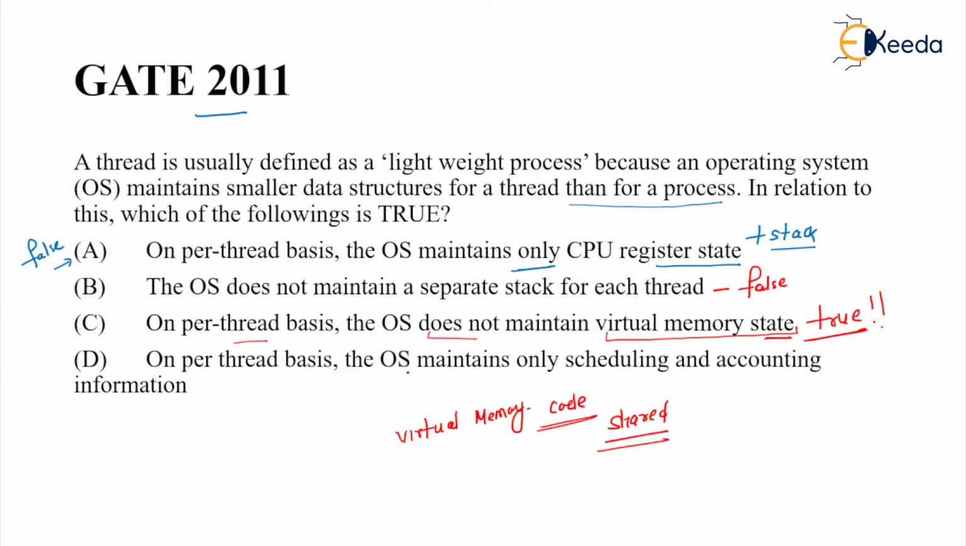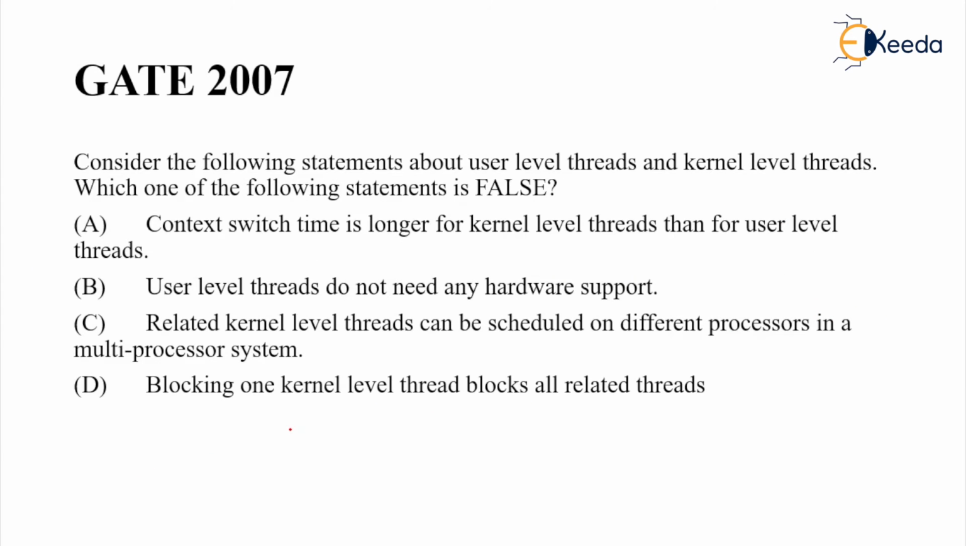On a per thread basis, the OS maintains only scheduling and accounting information. Again, because of the term only, that goes with the false statement. So the answer in this case is C, that it does not maintain a virtual memory state. The 2007 question may be from one of the papers, I don't know which, but for 2007 we don't have two questions; we have one question stressing only one topic.